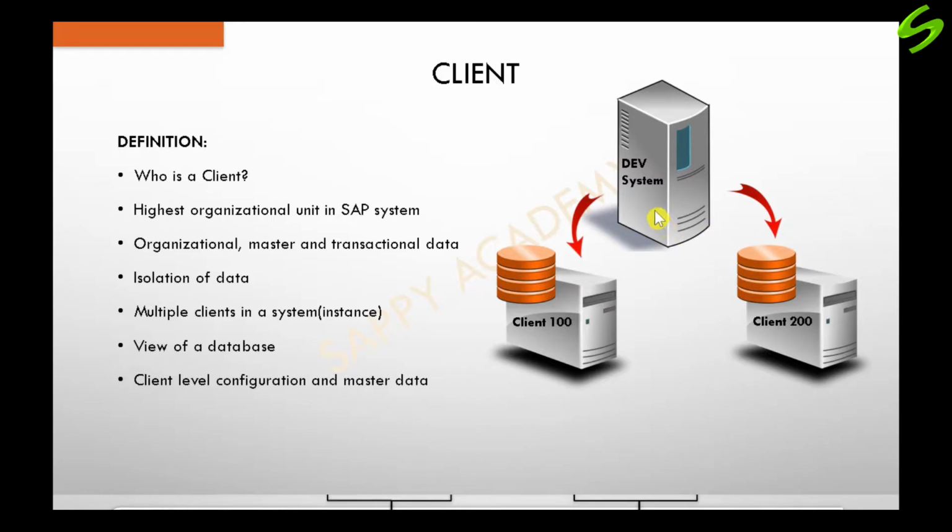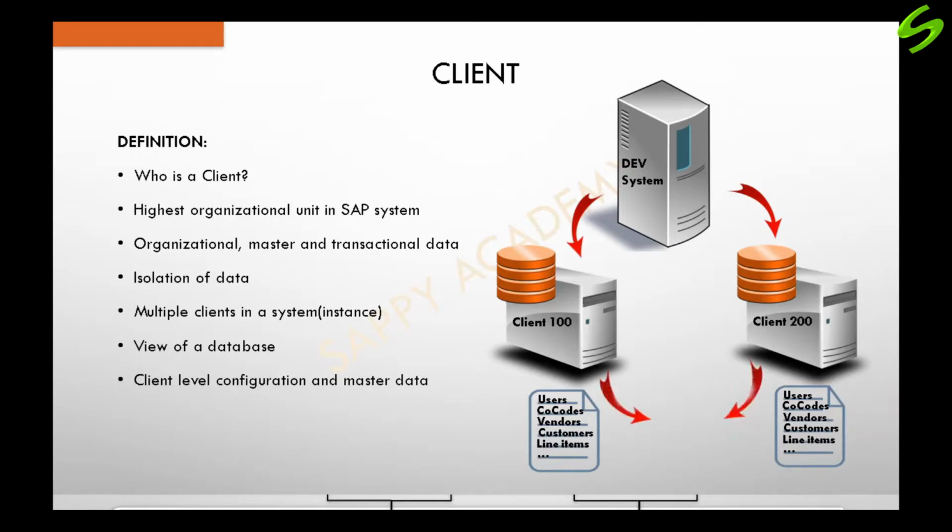In the picture, you see a dev system. Dev is a short form for development system. So you can see we have one dev system, and under this dev system we have two clients, client 100 and client 200. And under each client we have separate user master records, company code data, vendors, customers, and business transaction data.